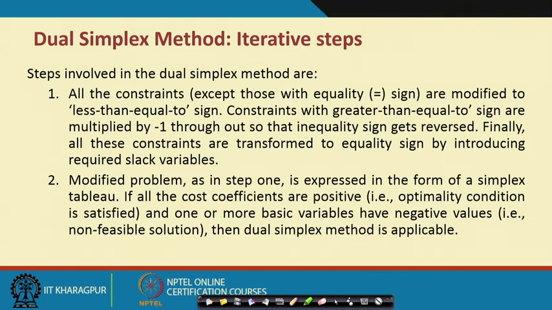This is the typical requirement of the dual simplex mechanism, and once you are acquainted with it, you can follow the iterative process till you get the optimal results. So, the modified problem from step 1 is expressed in the form of a simplex table. If all the cost coefficients are positive and one or more basic variables have negative values, then the dual simplex method is applicable. That is the first requirement for entering the dual simplex mechanism.